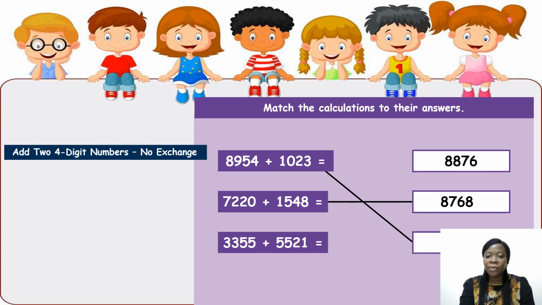9,977. Then, when we add 7,220 to 1,548, our answer would be 8,768. Finally, when we add 3,355 plus 5,521, we're going to have 8,876. Thumbs up if you got it all correctly.